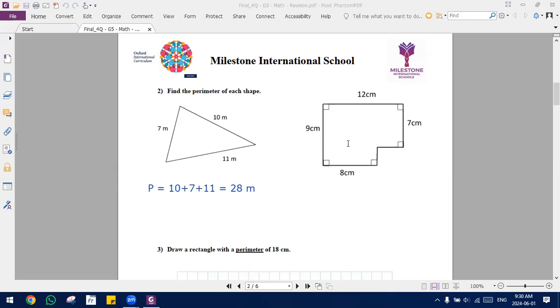Now for the second shape, we have the numbers on the sides, but there's a problem. Always before you start solving, check all the sides. 12 here, okay. 9 here, nice. 8, okay, but then this side, I don't know the value of it. This side, I don't know the value of it. And then I have 7. So there are 2 sides that I should find. How can I find them?